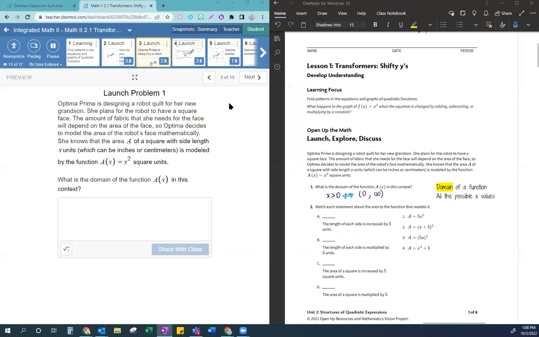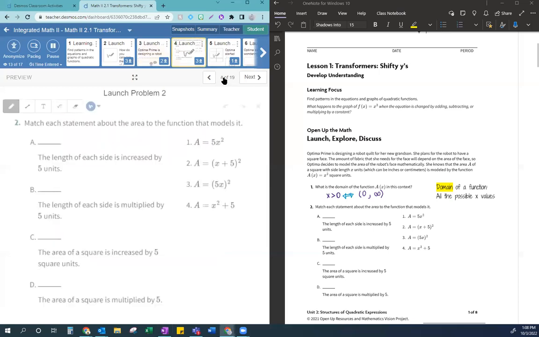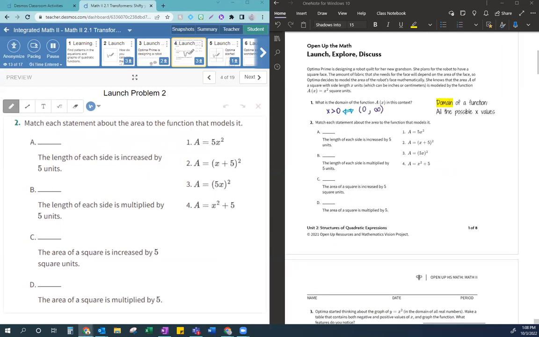Okay, so number 2 says, match each statement about the area to the function that models it. So when we are doing this one, we're actually looking for which matches with which. Okay, so let me see. The length of each side is increased by 5 units. Now, wait. The length of each side is increased by.